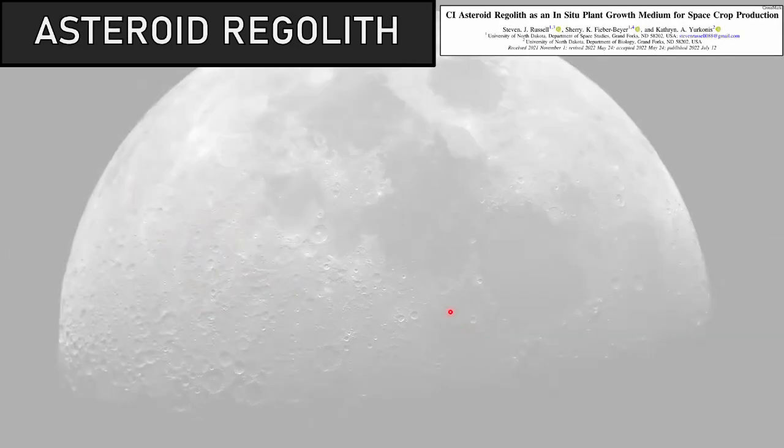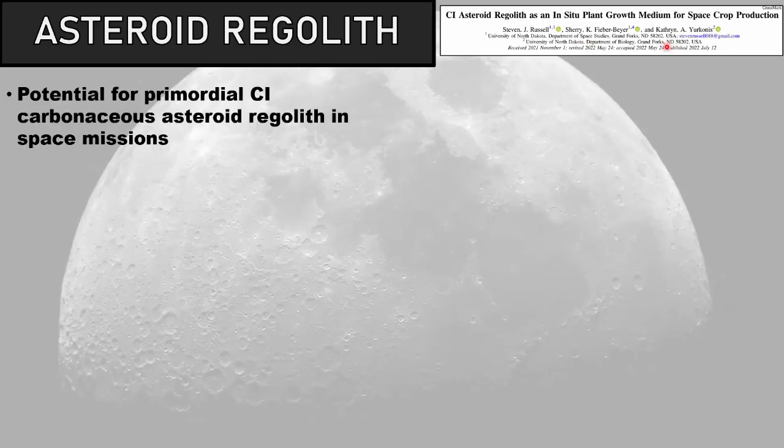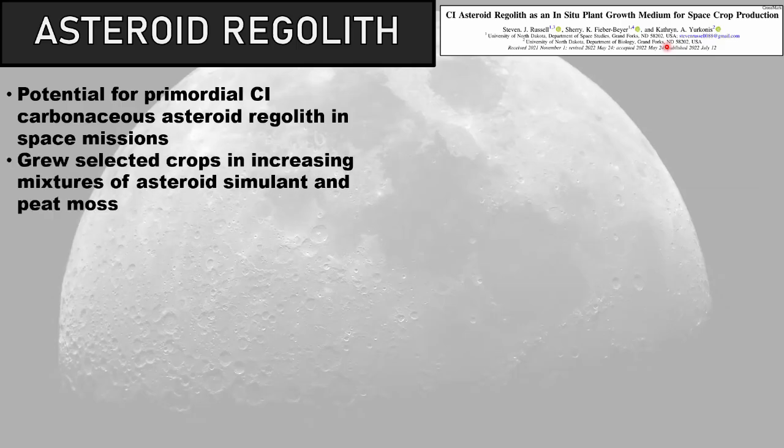And I want to close with a fascinating kind of regolith that you might not have even realized is a real thing, which is asteroid regolith. Actually, this study was done in 2022. Actually, I know two of the three authors here at my university, who actually ran this. And so they looked at the potential for primordial CI carbonaceous asteroid regolith for use in space missions.